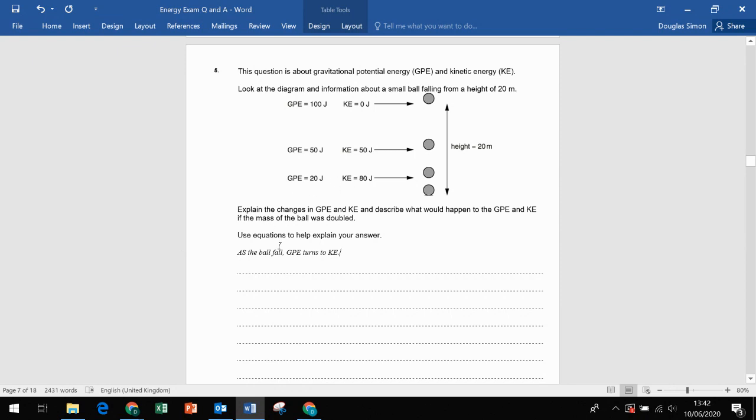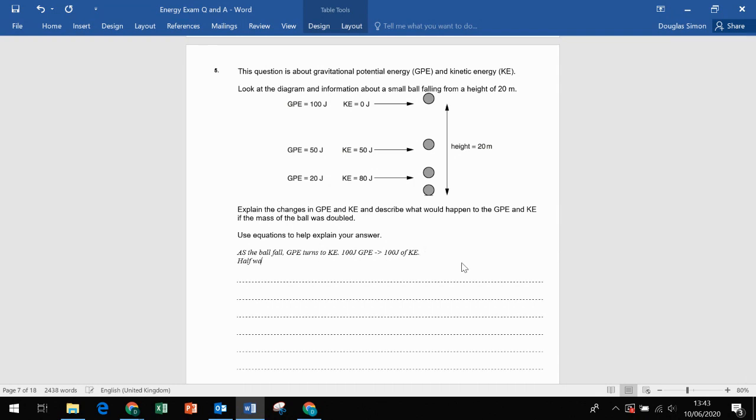It's okay to use abbreviations because they've used it in the question. All right, so 100 joules of GPE transfers to 100 joules of KE. It's conservation of energy. Halfway up, we have transferred half of the energy. So exactly half is GPE and half is KE. All right, so here, this is half. You can see what's happening. So I think that's probably enough to explain the energy transfers.